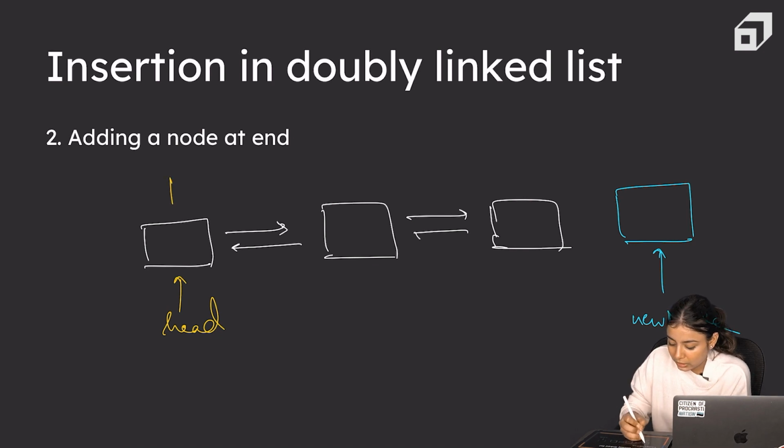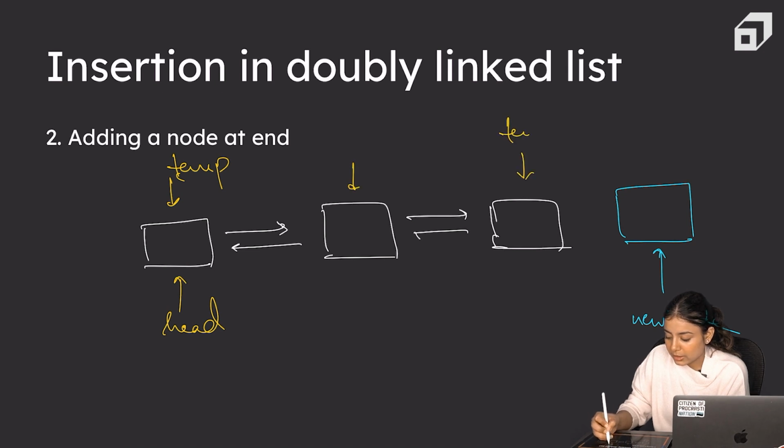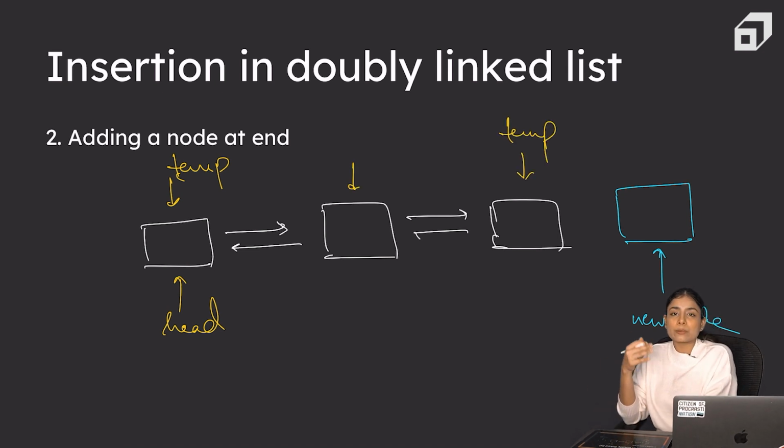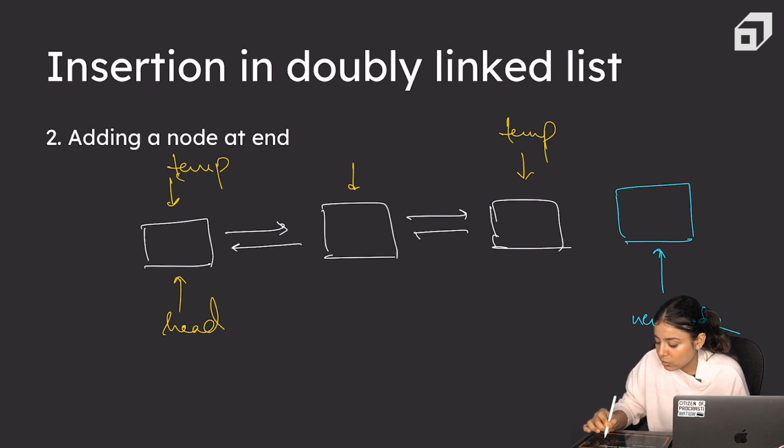So I can create a pointer temp and use it to traverse my doubly linked list till I reach the last node. I know I will reach the last node when its next becomes null. So after I have reached the last node, what I'll need to do is simply put the new node in the last node's next.